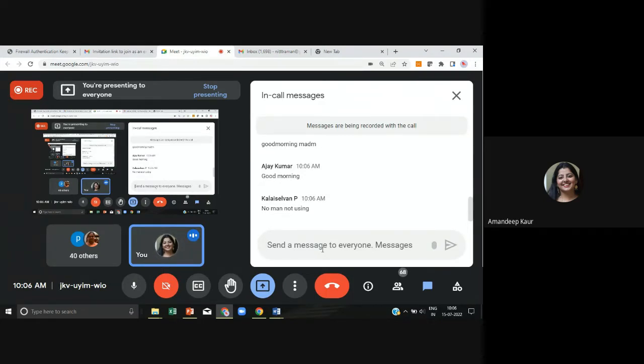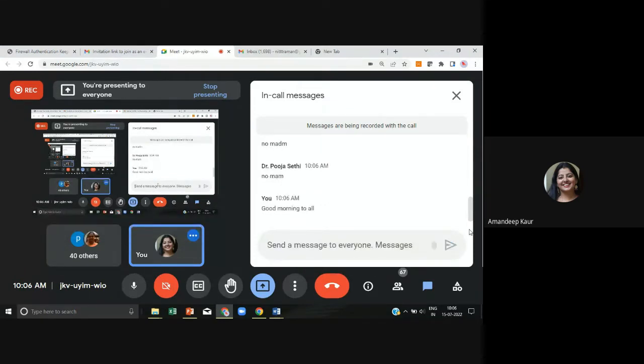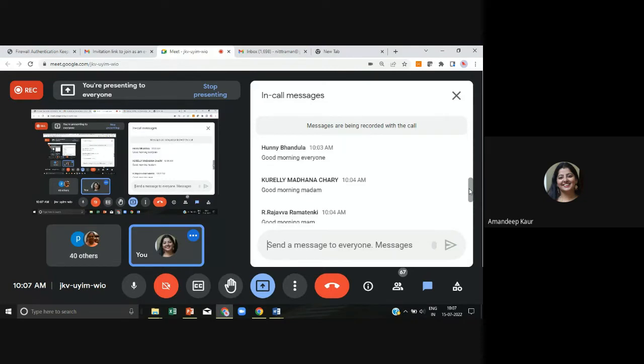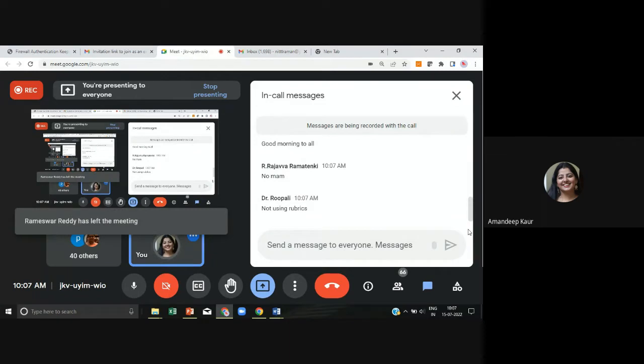Okay, one participant is saying they are not using rubric. Any member who is using rubric? So there are only 3 replies available with me. 4 reply that they are not using rubric.